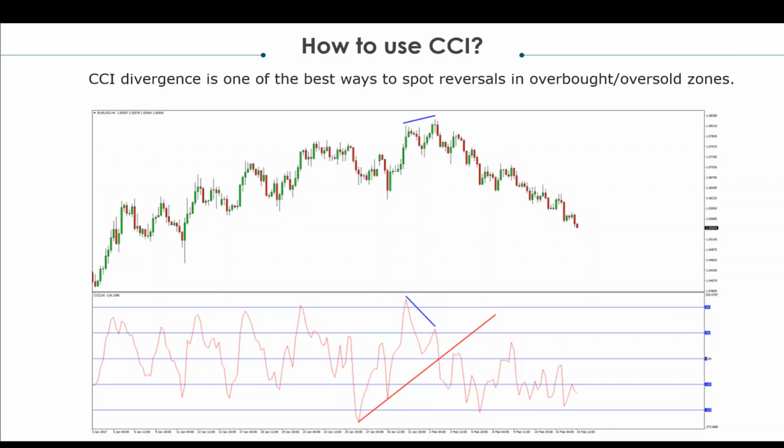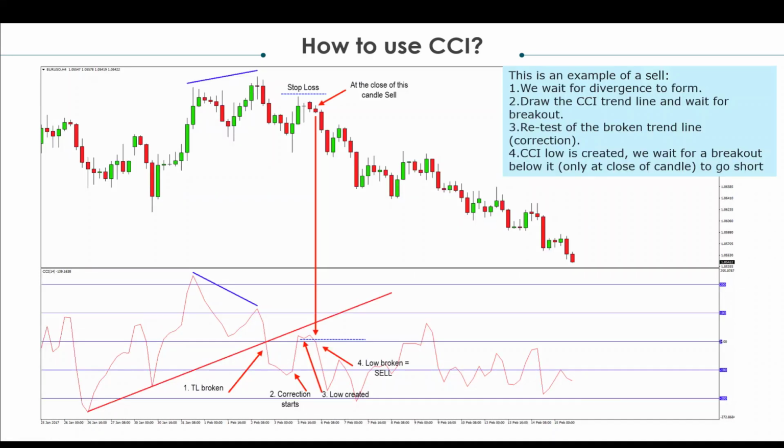So in this example, you can see the price was moving up. We're in a bullish trend. We come to a zone where the price is creating higher highs, but now the indicator starts to form lower highs. And that's our first clue that a possible reversal or pullback is due.